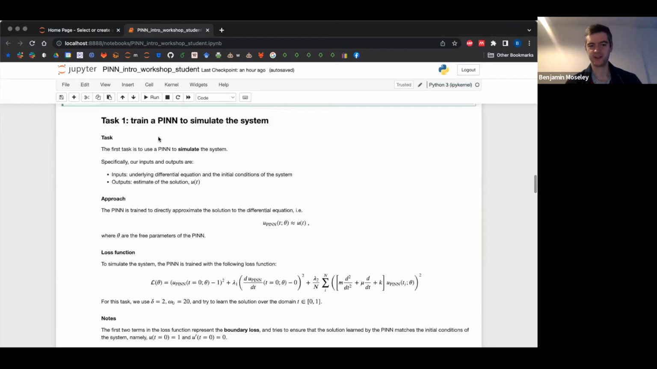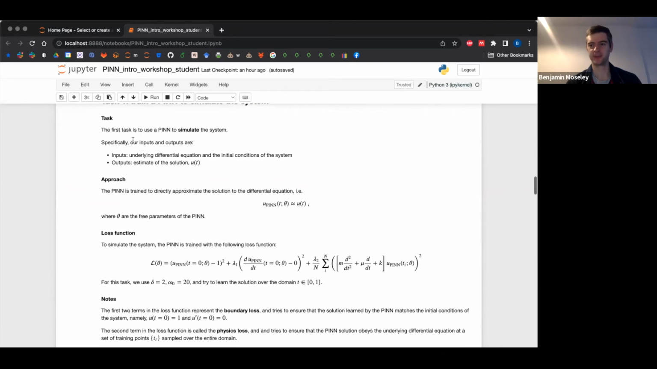All right, so first task, train a PINN to simulate the system. Okay, so let's think about the inputs and the outputs.